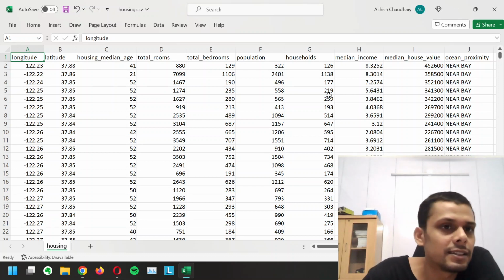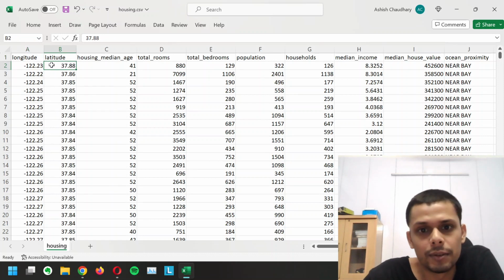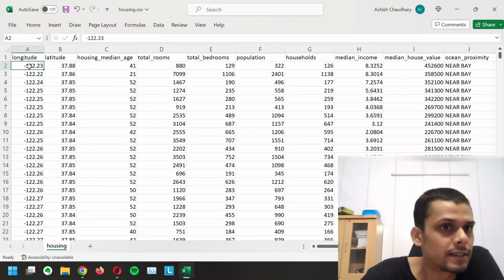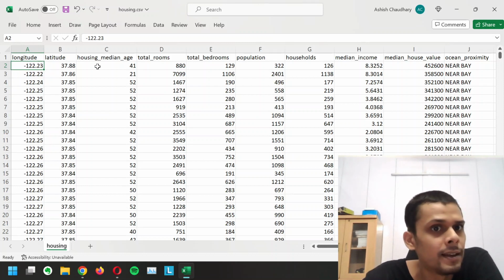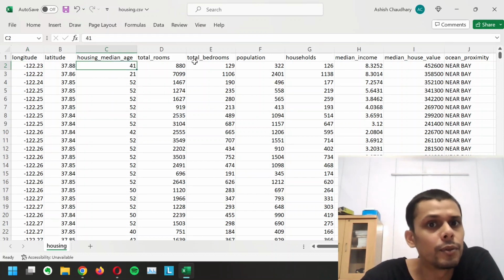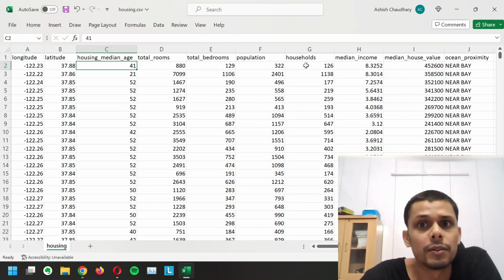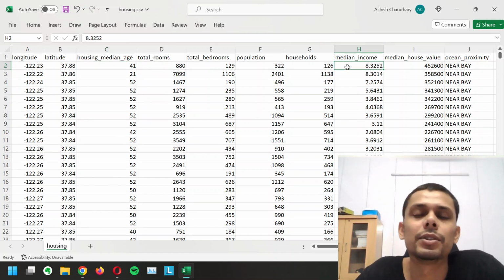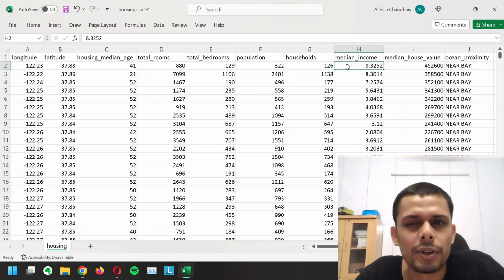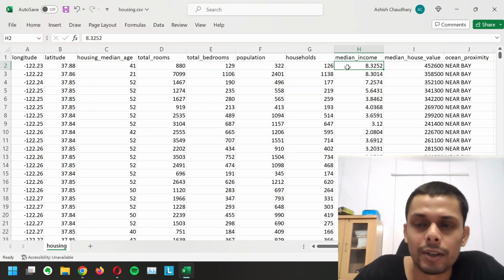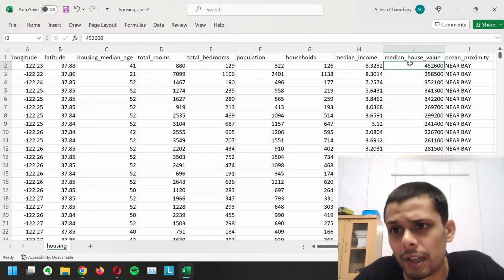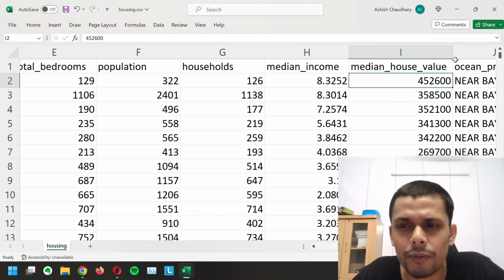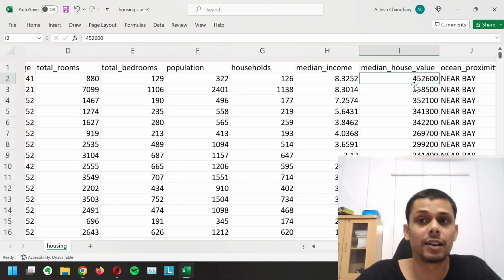What this data is about is that we have data of different towns in California. The second row is for a particular town which has this latitude and longitude location, the median housing age, total number of rooms in that particular town, total number of bedrooms, population of that town, how many households there are, and median income of people, which is in units of $10,000. So 8.3 would mean $83,000. And this is the median housing value, 452,600, quite a lot, right?